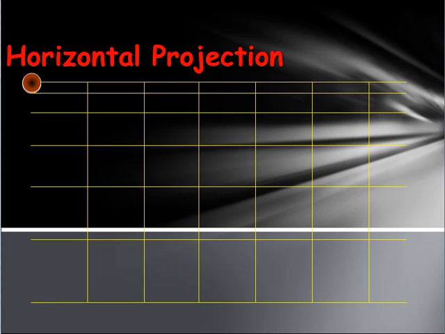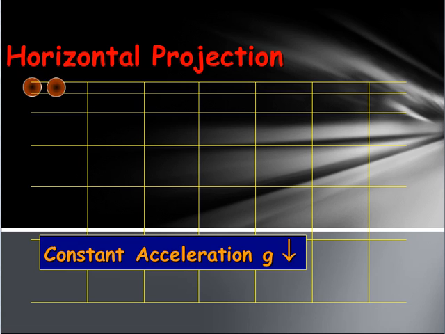So let's have a look. Horizontal projection is what we'll look at first. This is where it is launched horizontally. So a car drives off a cliff or a ball rolls off a table. So there's only an initial velocity in the horizontal direction. Let's have a look firstly at what happens to the velocity vertically down.